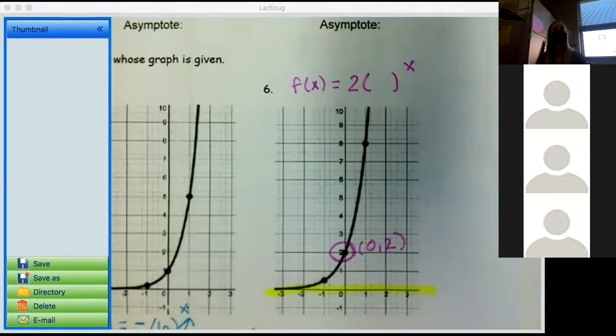Jack, are you writing these, babe? Stretched by 2. Are we okay with that?